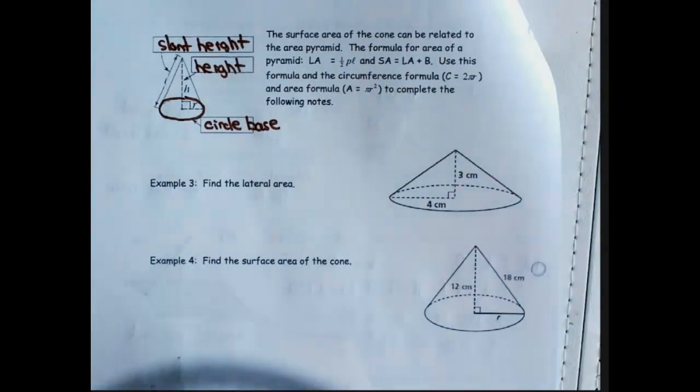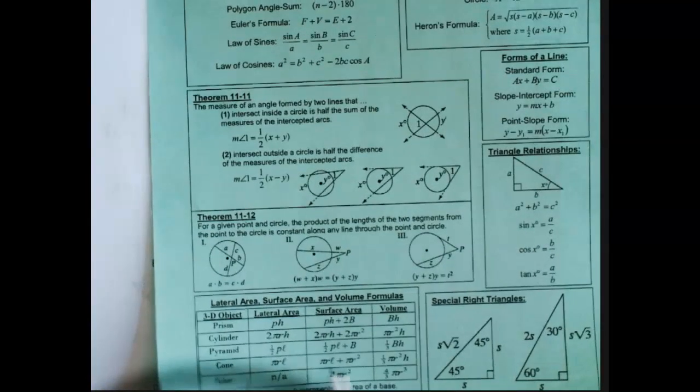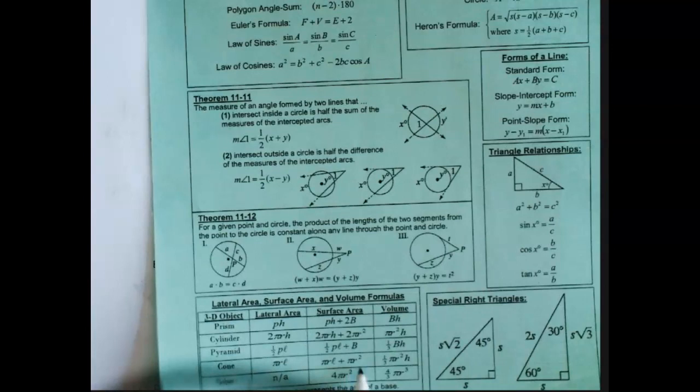So again, let's go take a look at the formulas. If you look at your formula sheet, again, back down under cones, we are looking at the lateral area is 1/2 PL, and we've got the surface area is 1/2 RL plus pi r squared. So let's go take a look at how this formula is going to work.